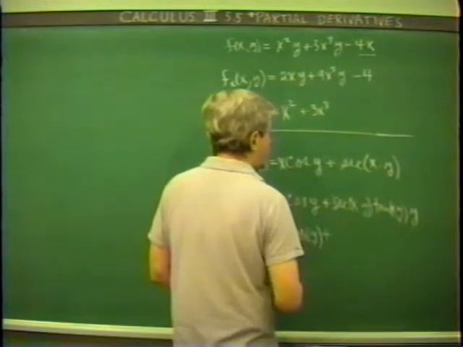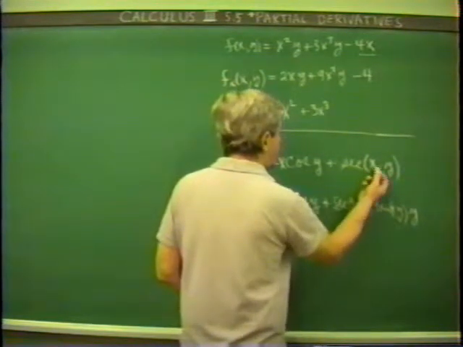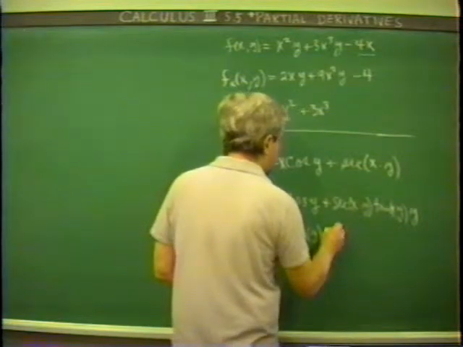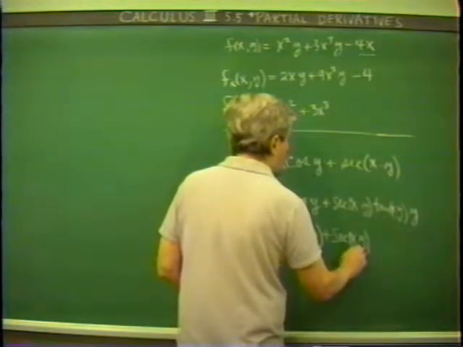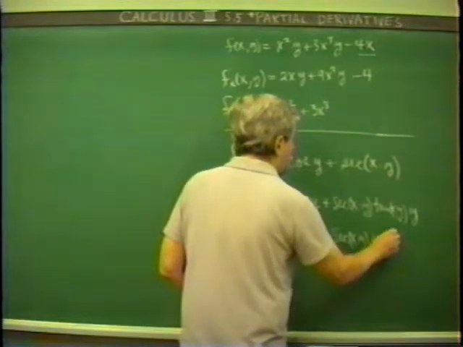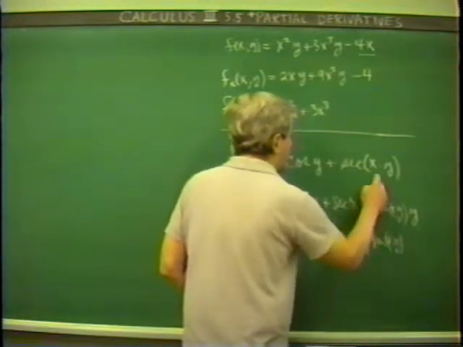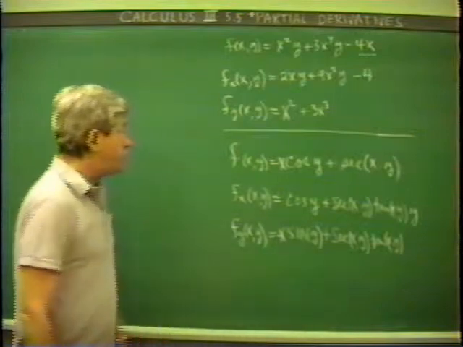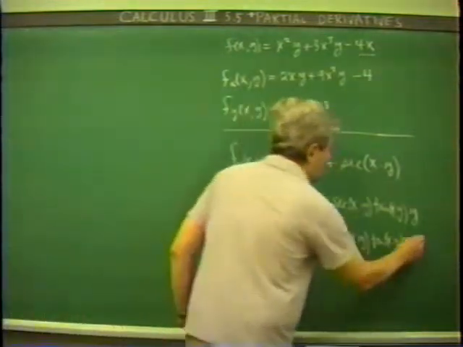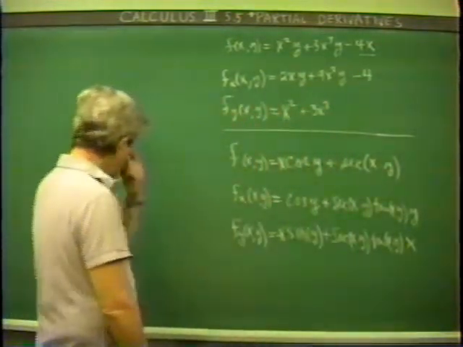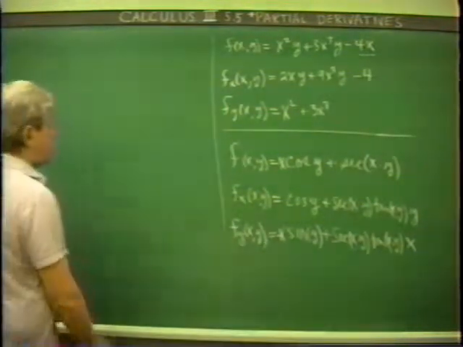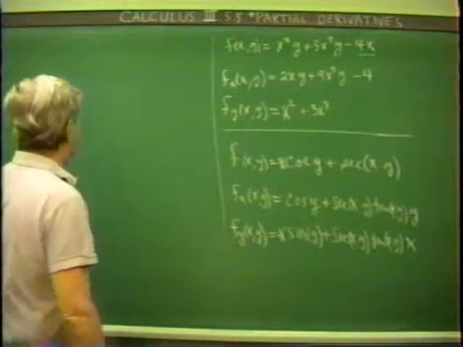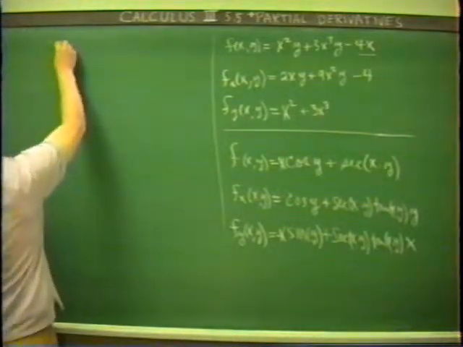Plus, taking the partial with respect to y here, so we treat x as a constant. This is a composition, however. This is secant of xy. So the derivative is going to be secant xy tangent xy times the derivative of xy with respect to y, which is going to be x. So those are the partial derivatives given this function.